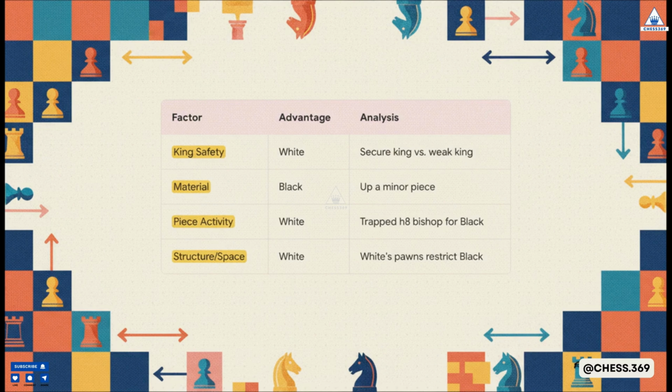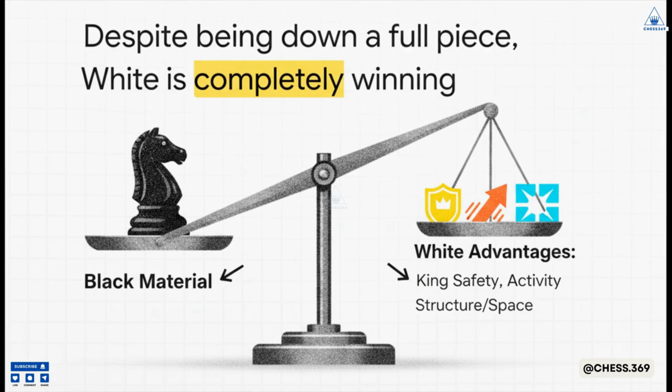Meanwhile, look at White's pieces. They're all working together, they're active, they're dangerous. Huge advantage to White. And lastly, structure and space. White's pawns are cramping Black's style, giving White more room to maneuver. Again, advantage White. So, what's the final evaluation when you put it all together? The truth is, despite being down an entire piece, White is completely winning.